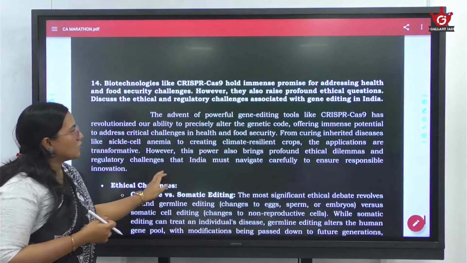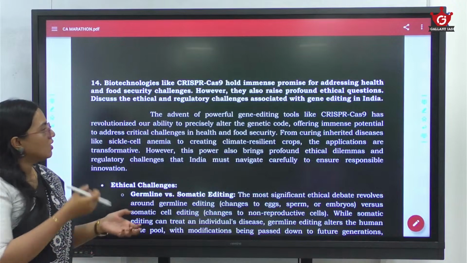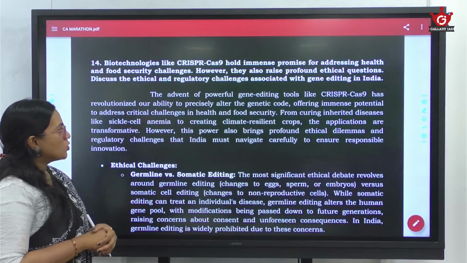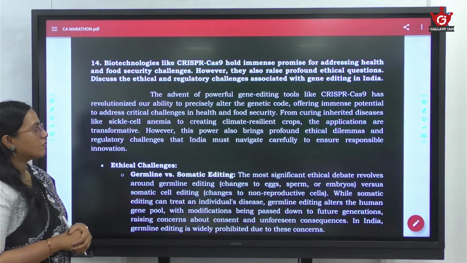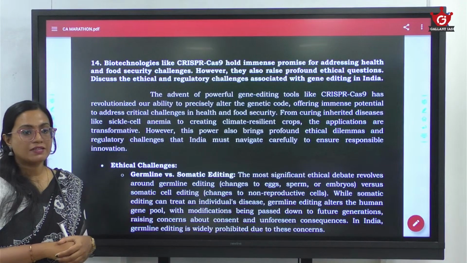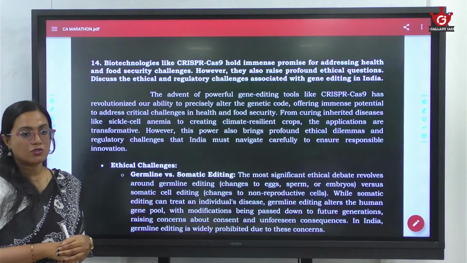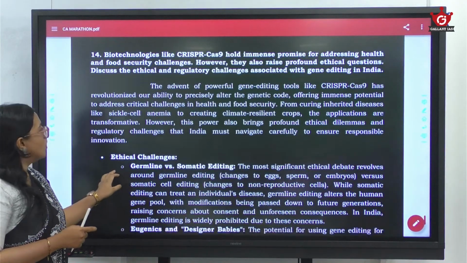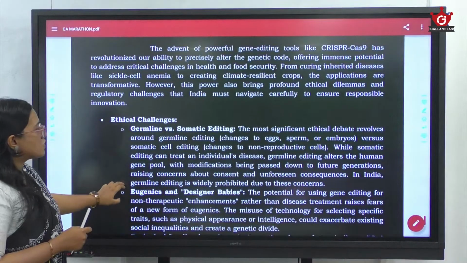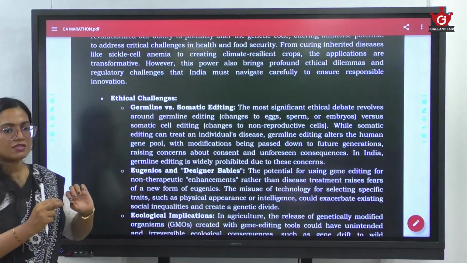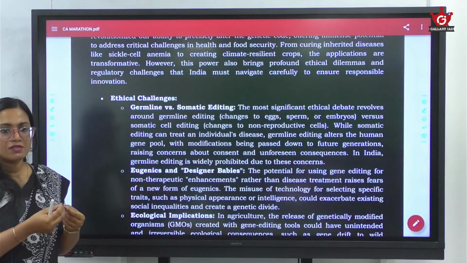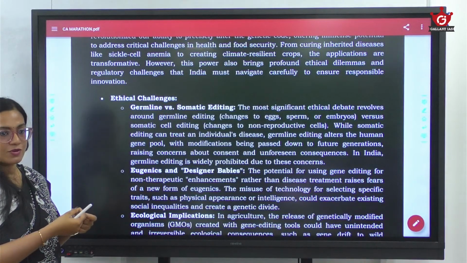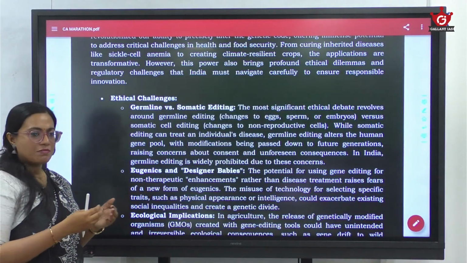Biotechnology like CRISPR-Cas9, this is a very core science question. It holds immense promise for addressing health and food security challenges. However, it also raises profound ethical questions. Discuss the ethical and regulatory challenges associated with gene editing in India. So it basically talks about the ethical issues concerned with gene editing. What are they? Germline and somatic editing. These are very technical science questions. So unless you know it, you cannot write such answers. But for ethical issues, you can mention other issues.